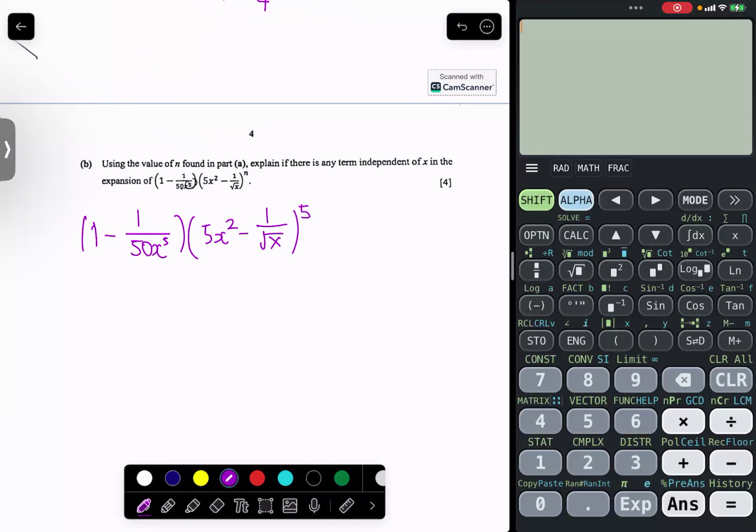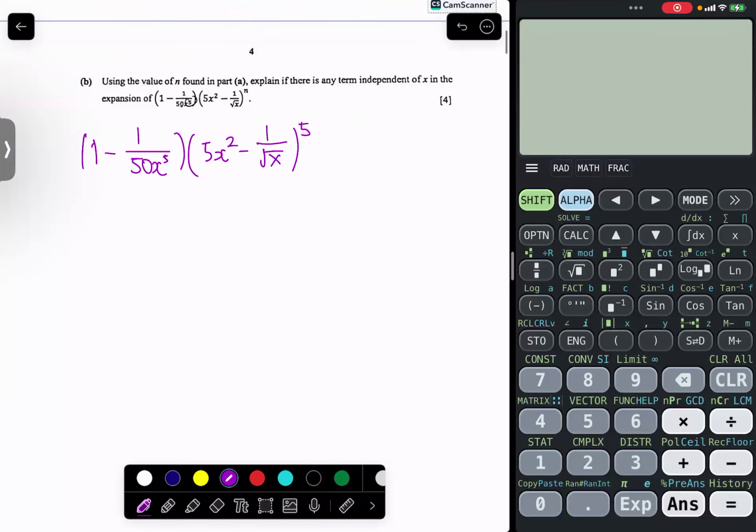The 1 minus 1 over 50x squared is going to multiply in with the expansion of this. But we are not going to expand the whole thing. What are we looking for? Terms independent of x, which is x to the power of 0. So 1 will need to multiply by a constant term in order to get a constant term. Only a number multiplied by a number will give you a number.